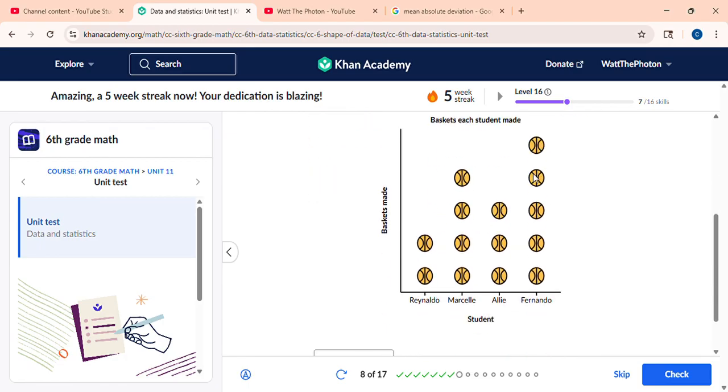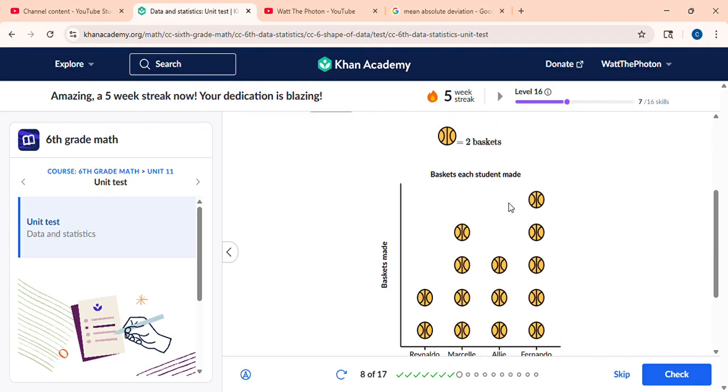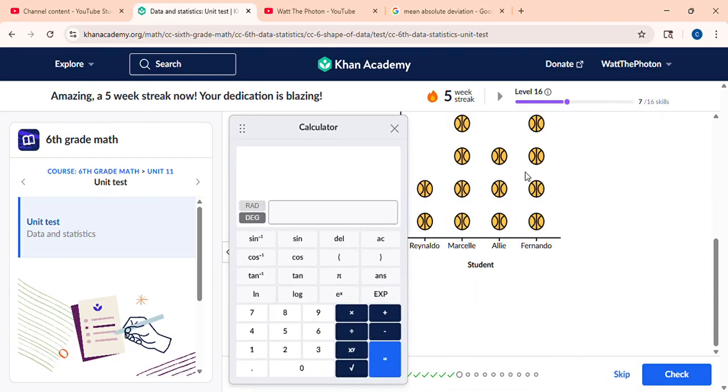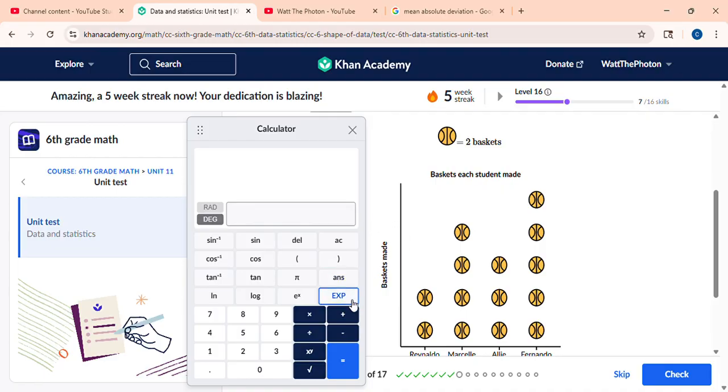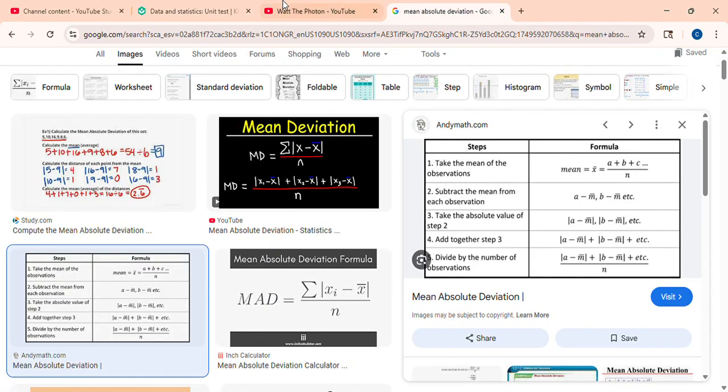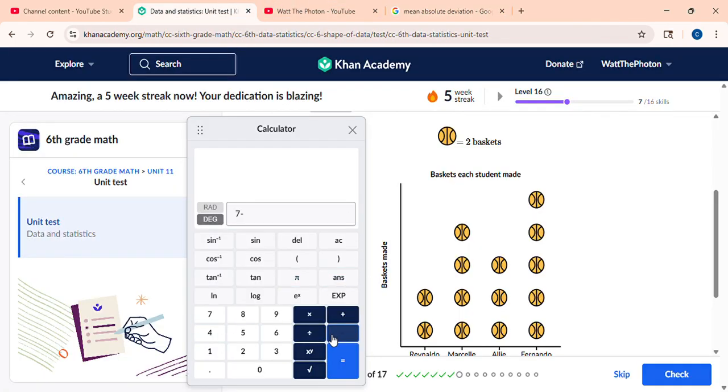Each is the mean. So we have our mean of one black ball here. So that's 6, 7 basketballs, I believe. So the mean is, that's 2, 4, 6, 8, 6, 8, 8, 6, 6, so 7. So 7 is the mean, so subtract the mean from each observation. So 7 minus 4, we get 3, comma, 1, comma, we're taking the absolute value, so it's fine.